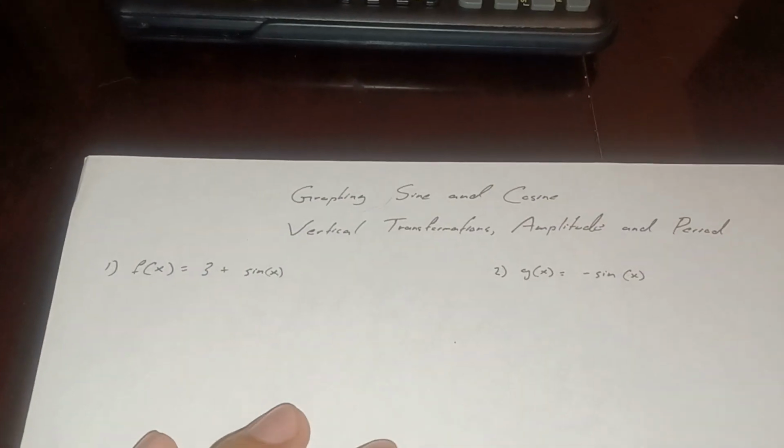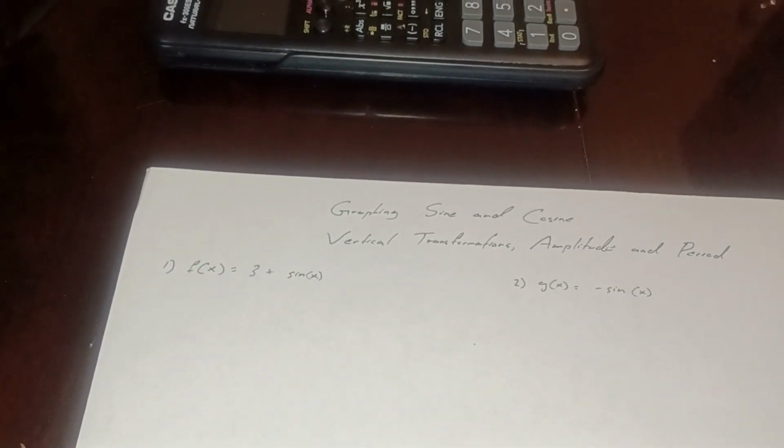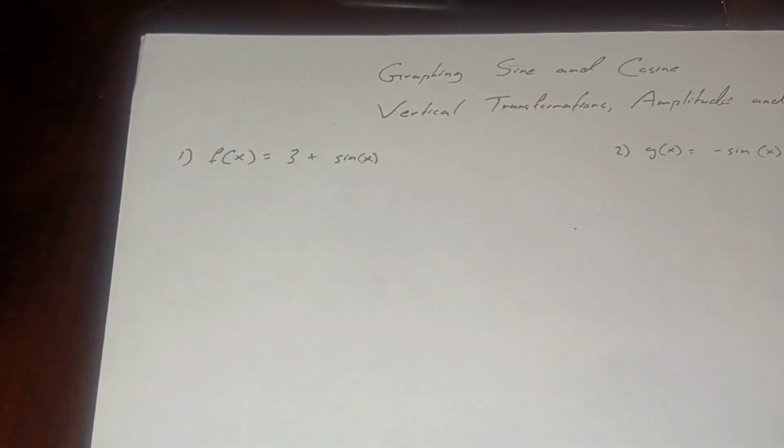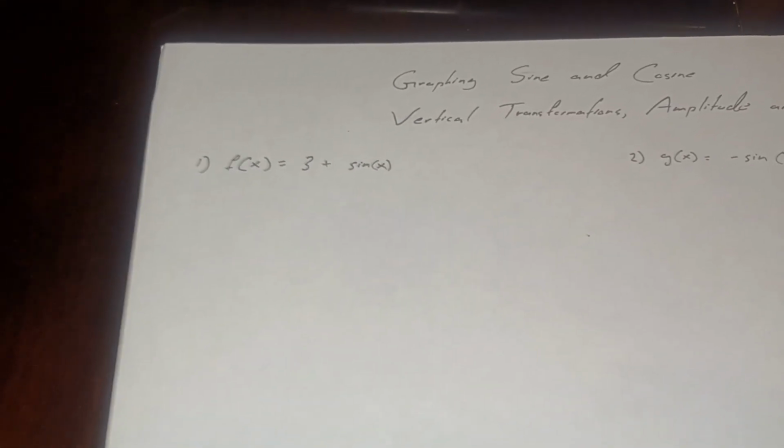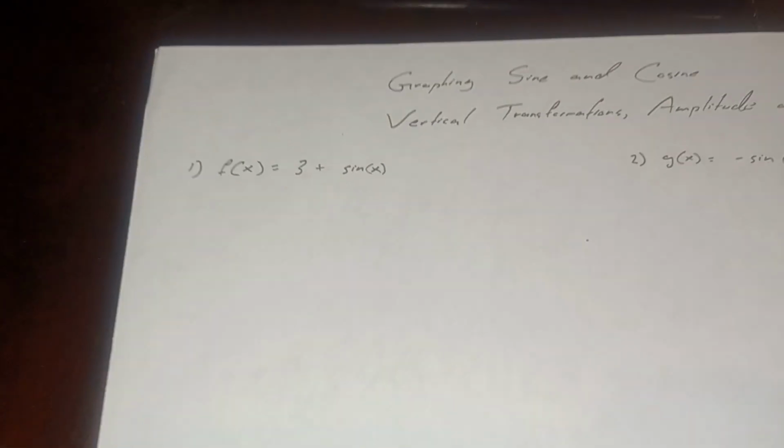Right, so we have graphing sine and cosine functions. We are going to do vertical transformations, amplitudes, and the periods. So we have our first function, f of x equals 3 plus sine of x.